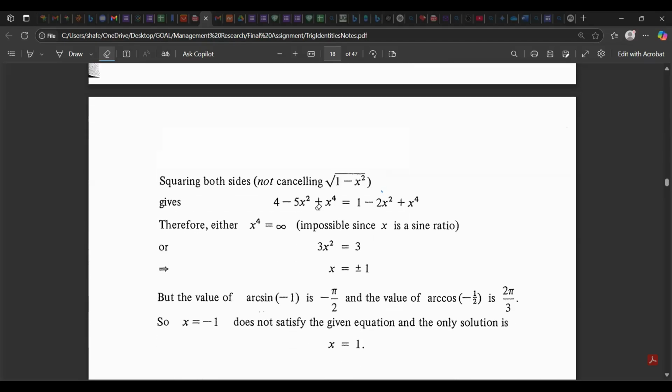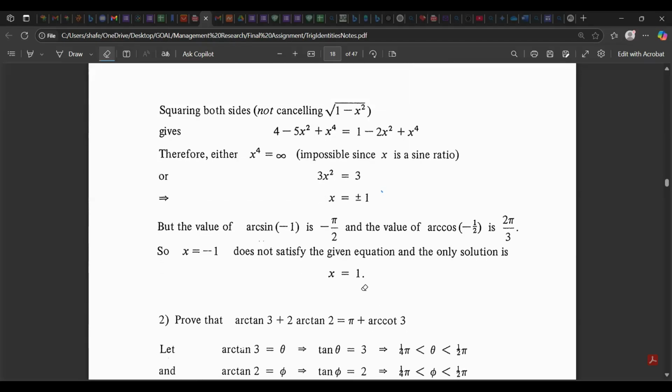You could try that on your own, right? Try that on your own. Maybe you could do it now. Find arc sine of 1 plus arc cos of 1 over 2. Tell me what it is. Anybody trying it?